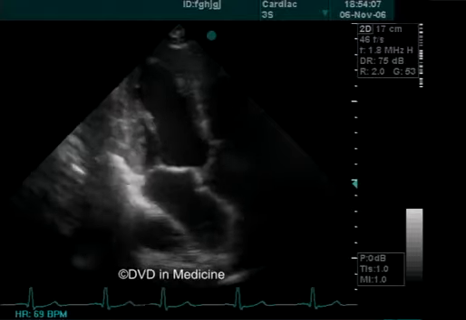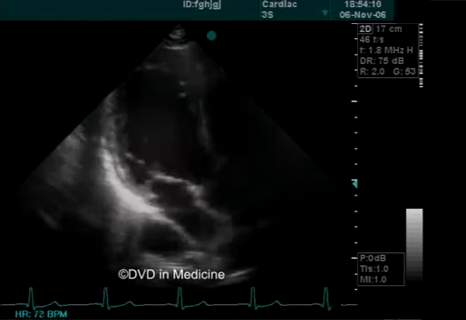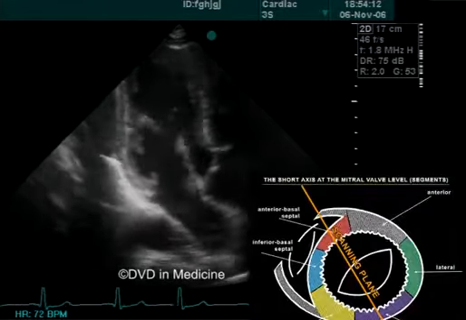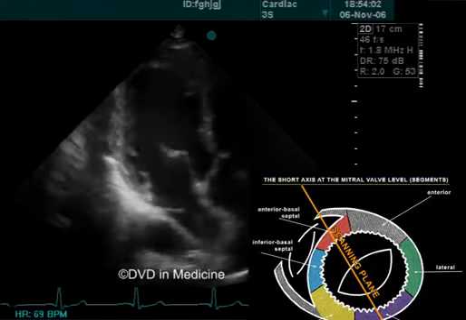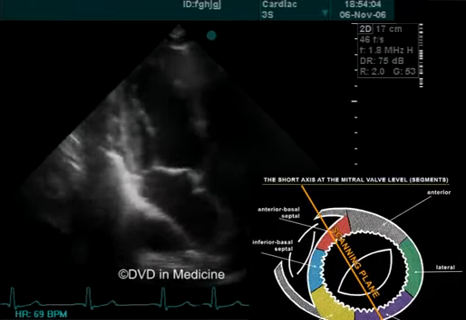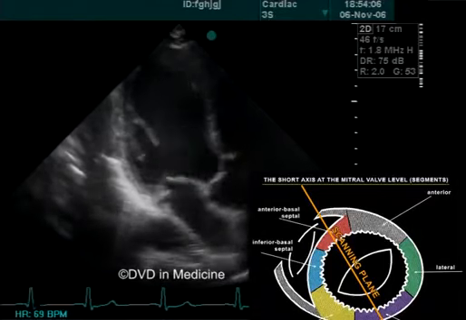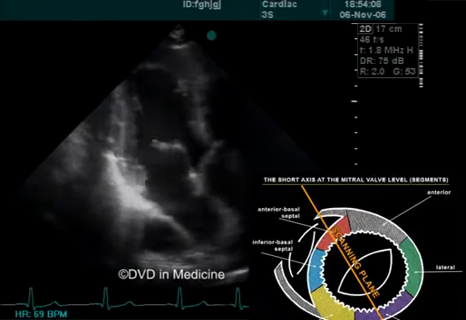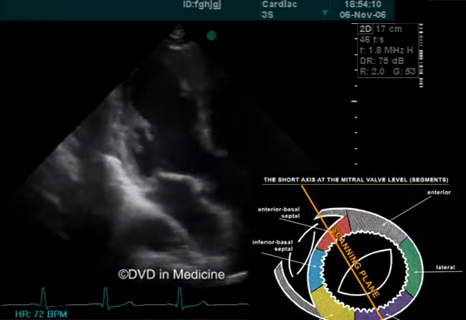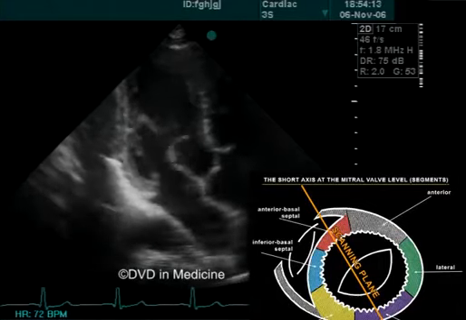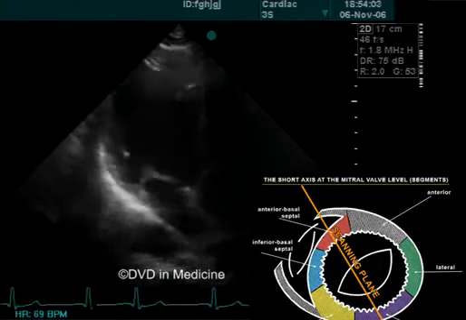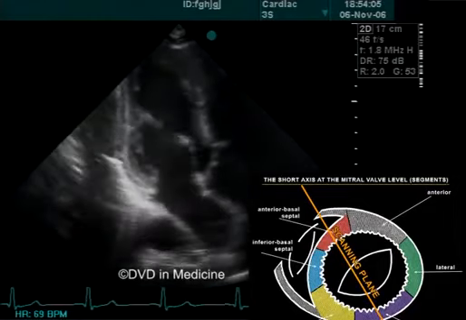In this position of the scanning plane, one obtains a cross-section through the anterior part of the interventricular septum that receives blood from the left anterior descending artery. On the left side of the image, one can see the posterior lateral wall of the left ventricle, which receives blood from the circumflex artery or the right coronary artery.